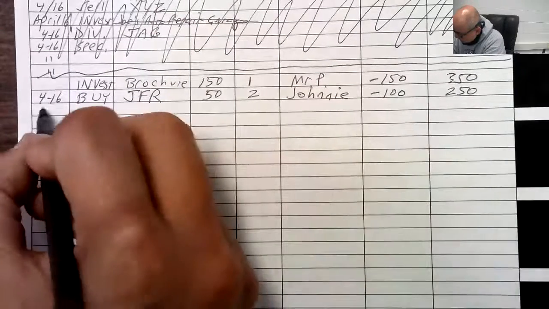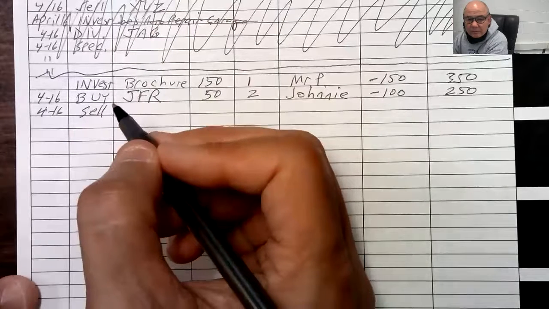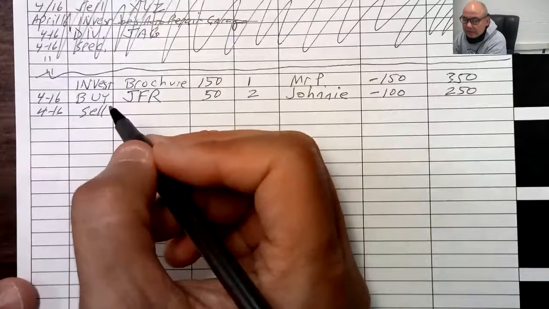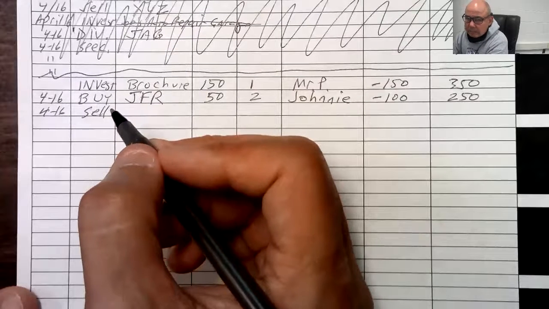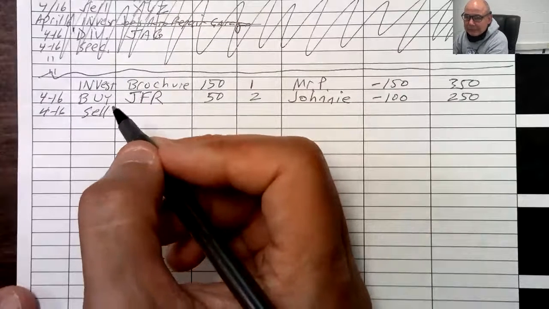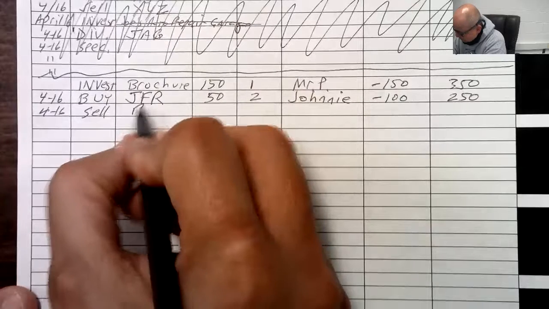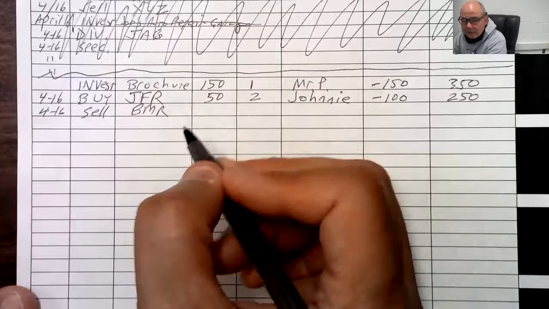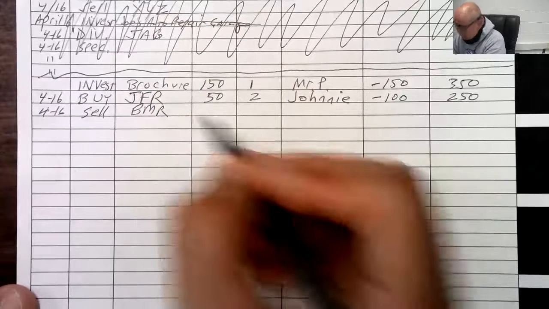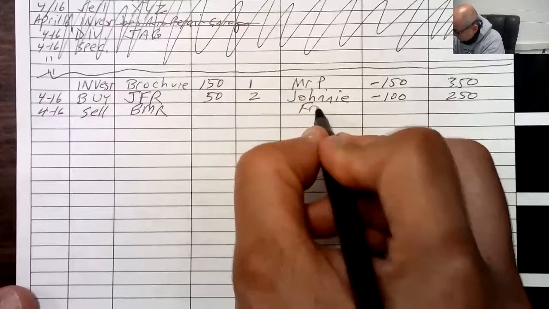Now, we're also going to sell stock. So let's say that I'm going to sell you some of my company stock. My company is Bill's Mexican Restaurant. All right, Bill's Mexican Restaurant, BMR. And who am I going to sell to? Fred. Just made that up.